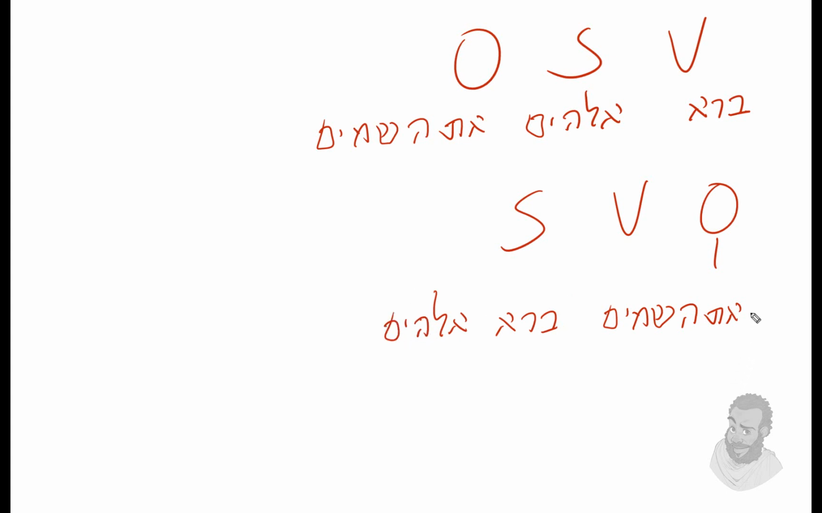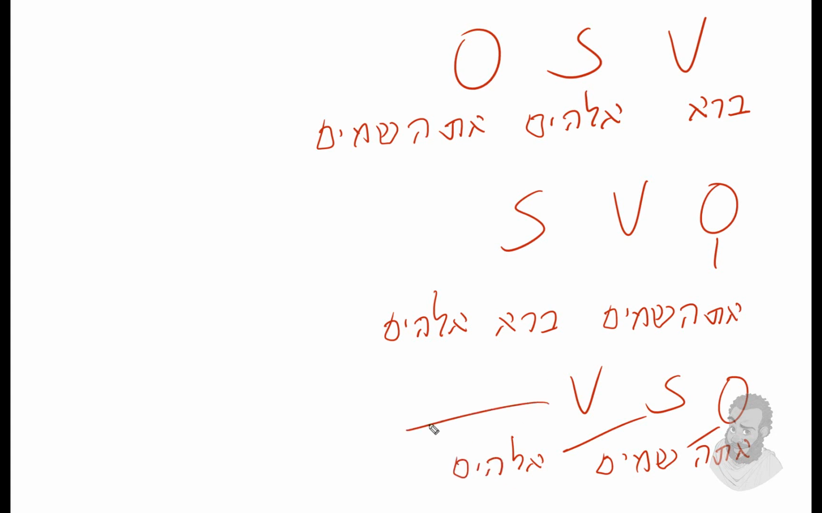Or I can do OSV: et hashamayim Elohim, and then bara. Okay, so you can do it this way also, and you can do SVO.